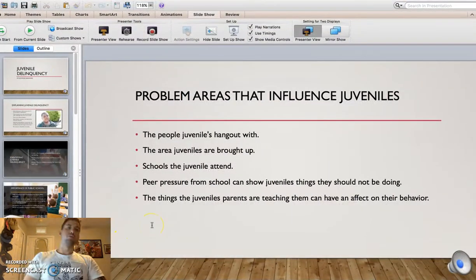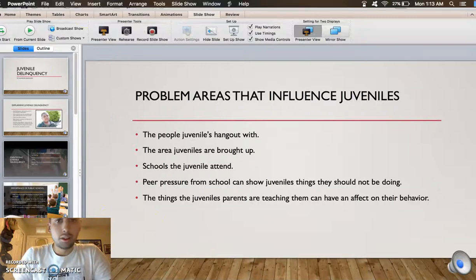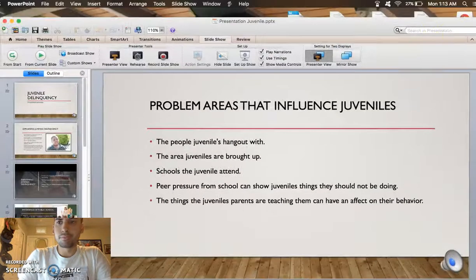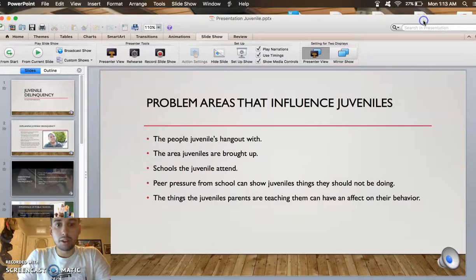Alright, so the schools that the juvenile attends play a pretty major role in the juvenile's life. Let's see if it's still recording. Alright, it is. Schools play a pretty major role in the juvenile's life, depending on where they go. Like I said in the video, being born in different places, you will have a different demeanor, different attitude. You won't be the same as the next juvenile.